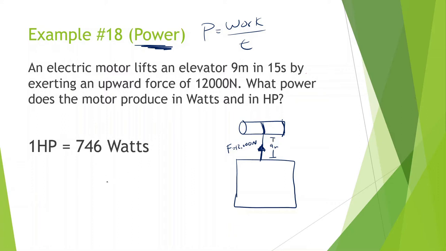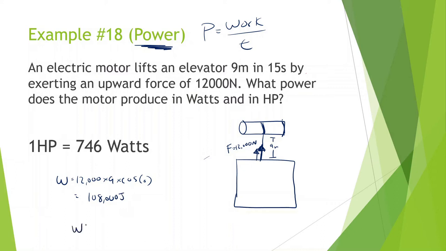So let's try to figure this out. First, let's figure out what the work is. Work is equal to the force, which is 12,000, times the displacement, which is 9, times cosine of theta. In this case, the force and displacement are in the same direction, so the angle is 0. So the work is equal to 12,000 times 9, which gives us 108,000 joules. That's how much work this motor did onto this elevator.